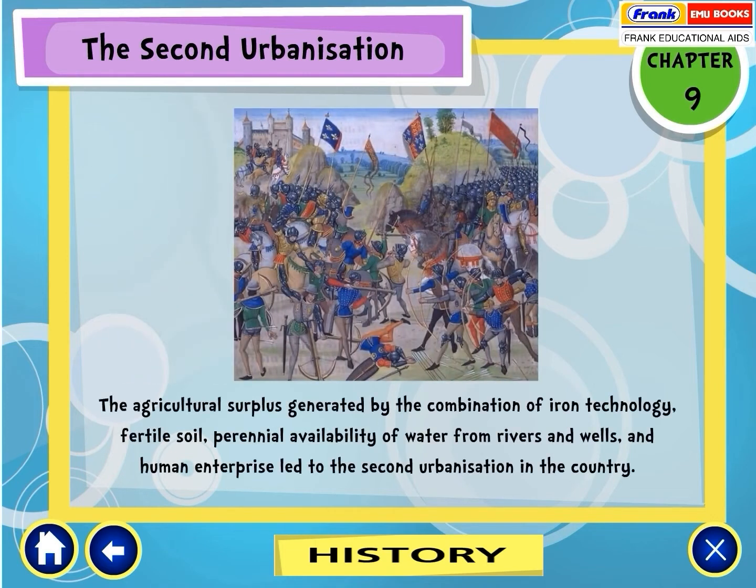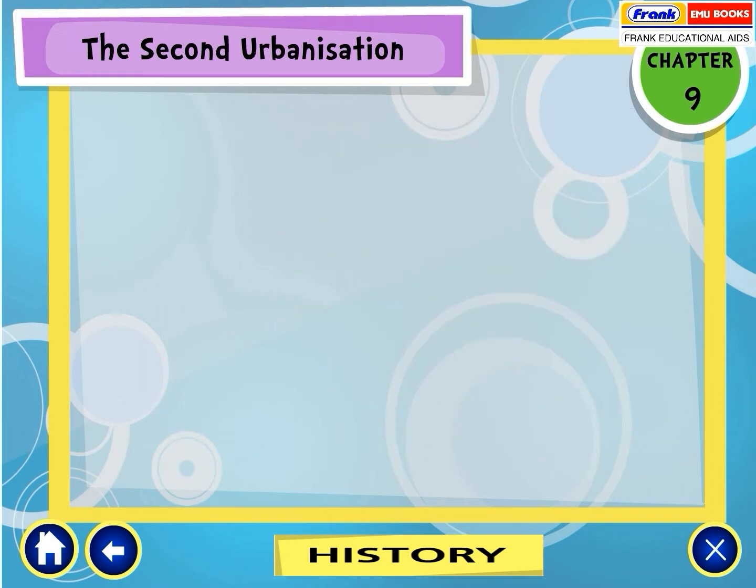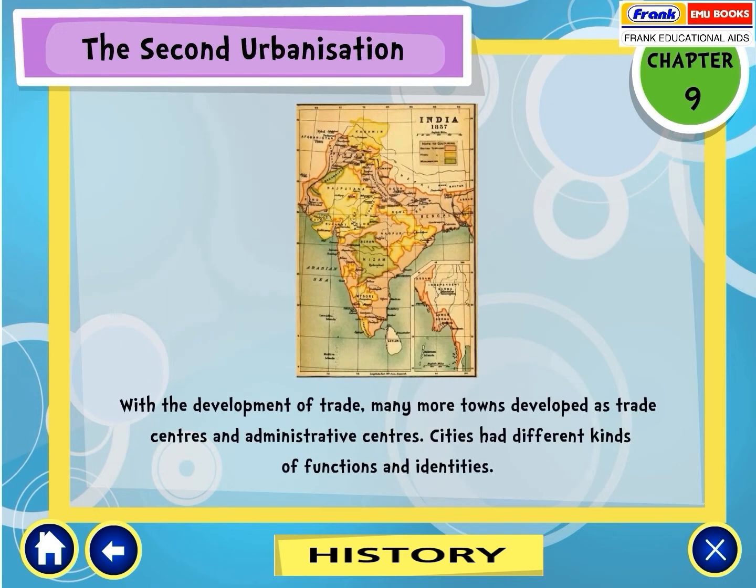The agricultural surplus generated by the combination of iron technology, fertile soil, perennial availability of water from rivers and wells, and human enterprise led to the second urbanization in the country. With the development of trade, many more towns developed as trade centers and administrative centers. Cities had different kinds of functions and identities.